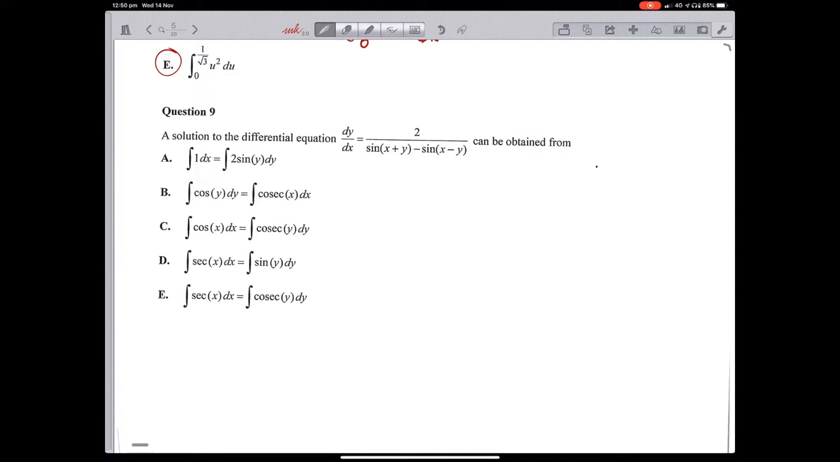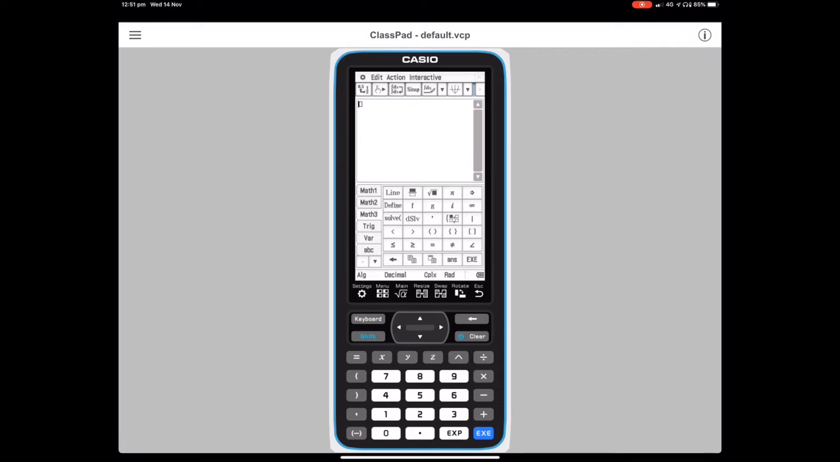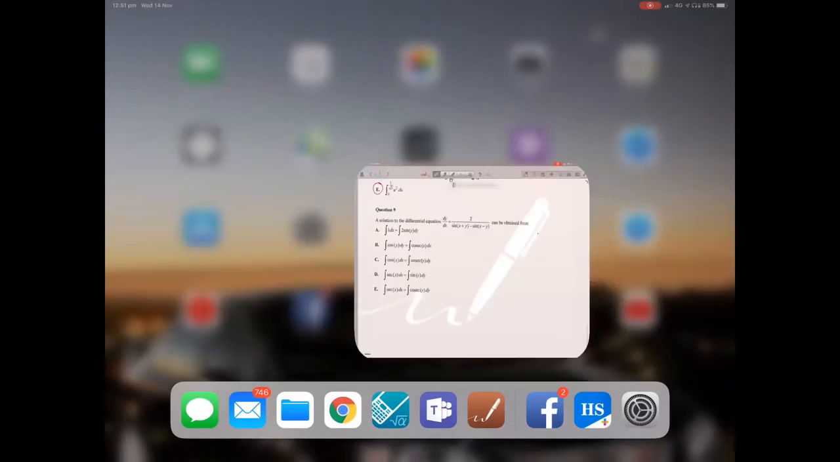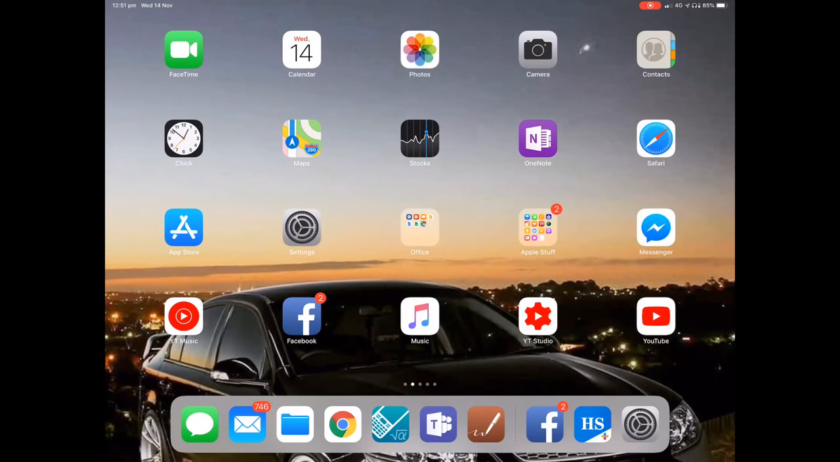Okay. Sine x plus y minus sine x minus y. Let's do this in the CAS. So sine x plus y minus sine x minus y. Simplify. So plus or minus? Minus. Okay, 2 cos x sine y.